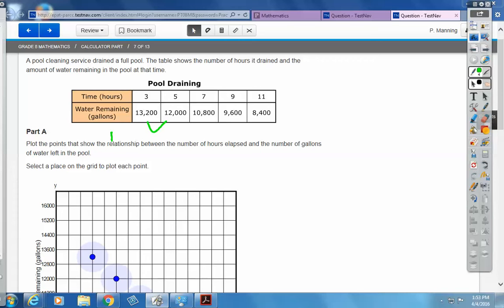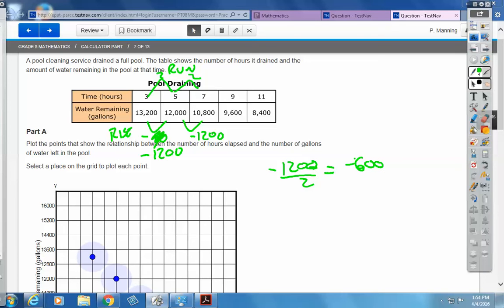So I'm going to find my rise, which is the change in my y, sorry, and my run, which is the change in my x. And so from here to here, I lost 1,800 gallons. No, is that right? No, I lost 1,200 gallons. And I again lost the same amount here, 1,200 gallons. And that is being drained every 2 hours. So that means in 1 hour, I will drain 600 gallons.